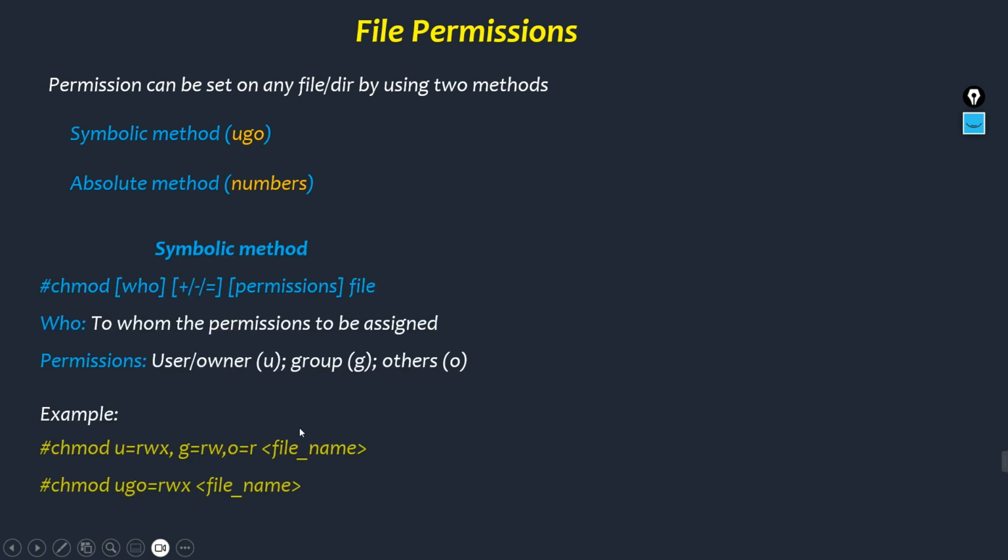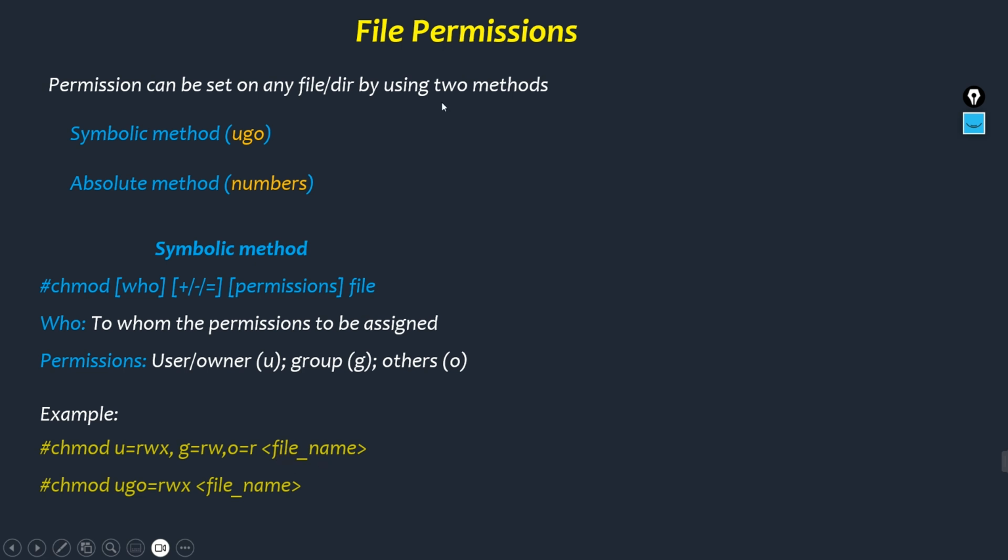Now if you want to use the symbolic method, the command is chmod. Just now at the start of this class we used chmod. So you specify to whom you want to change, and if you give plus, it means you are adding a permission, minus is going to remove a permission, and equal to sets it, for which file. Permissions are for users, owners, groups, others. For example, chmod u equal to read, write, execute for the user, g equal to read and write for the group, and o means other, then the file name.